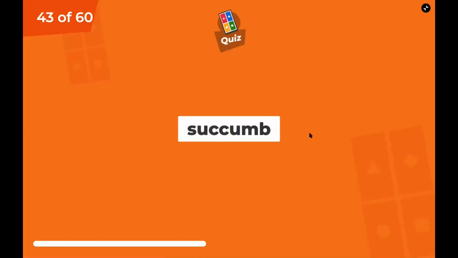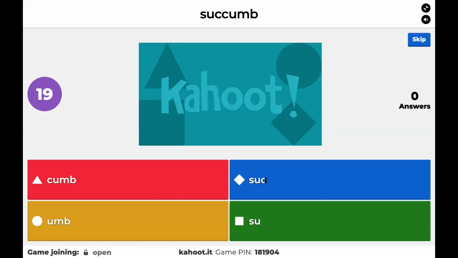Succumb. Red is come, blue is suck, U is, and green is soup.